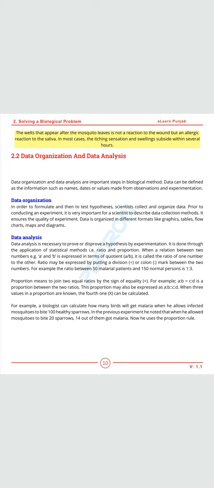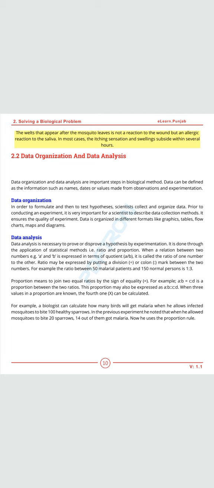Data is organized in different forms like graphs, tables, flow charts, maps, and diagrams. In these forms the data is organized for the biological methods and for the experiments, observation and hypothesis.